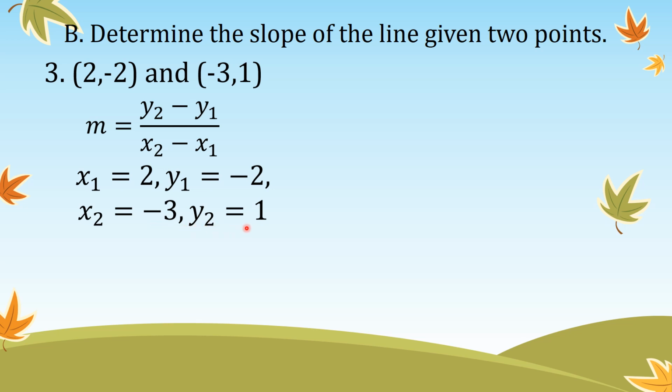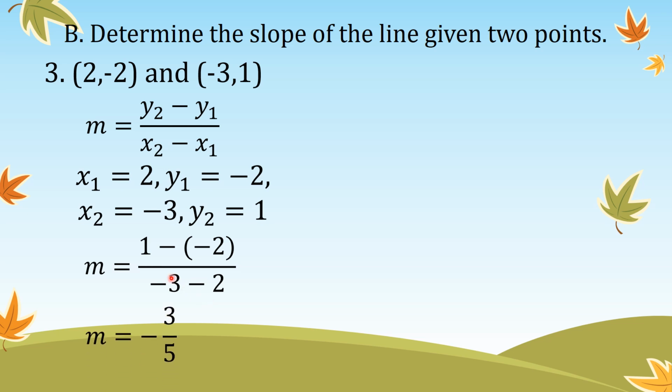So, substitute natin itong mga values na to sa ating formula. So, we have 1 minus negative 2 all over negative 3 minus 2. So, simplify natin gamit ang subtraction. So, 1 minus negative 2 is 3. And negative 3 minus 2 is negative 5. So, 3 divided by negative 5 in simplest form is negative 3 over 5. So, m is equal to negative 3 over 5.